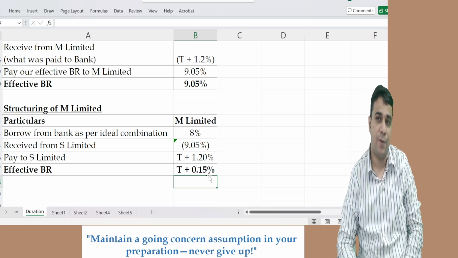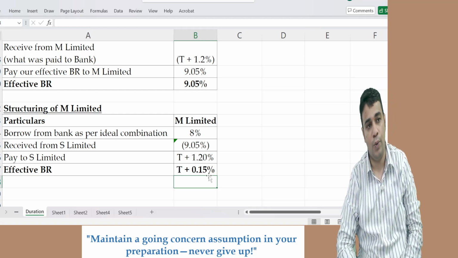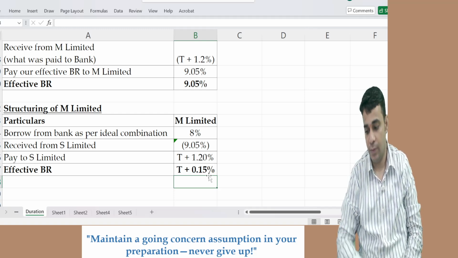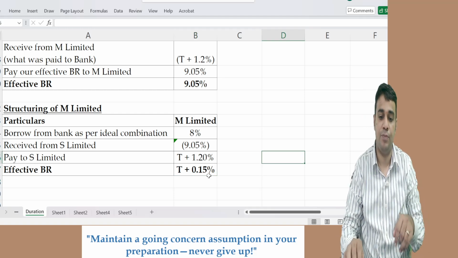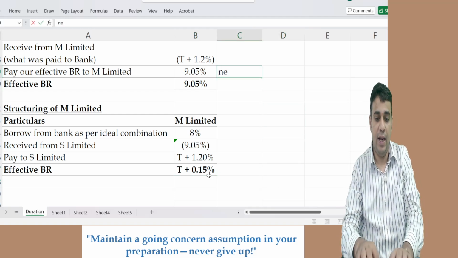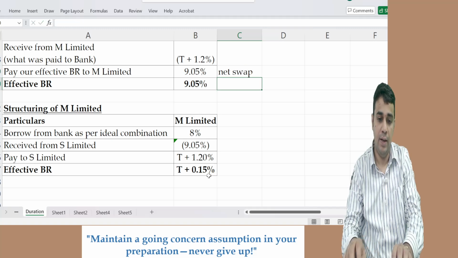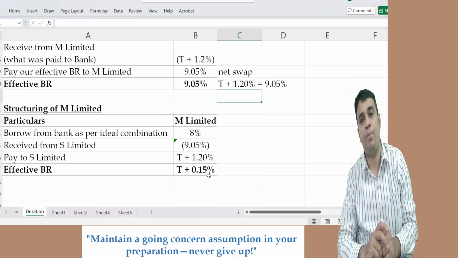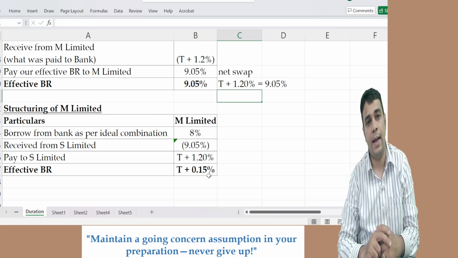Can I start with the first company and do the second company? Do it. Second company and first company? Do it. Whichever way you are comfortable, you do it. Any doubts here? Now in this process, the net swap is that T plus 1.2 is swapped with 9.05.